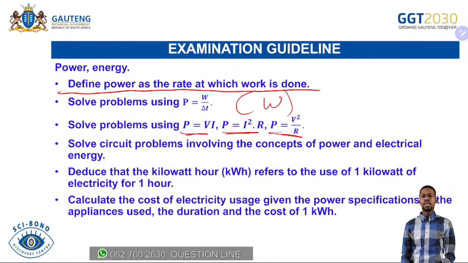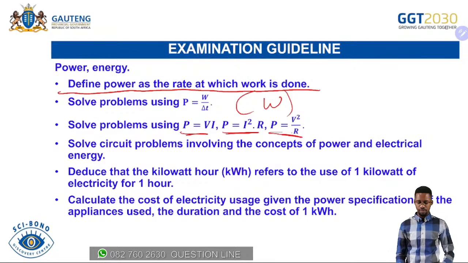Power can be expressed by the formula P equals VI. Power can also be expressed as current squared multiplied by resistance, P equals I squared R. And power can be expressed by the formula V squared divided by R.